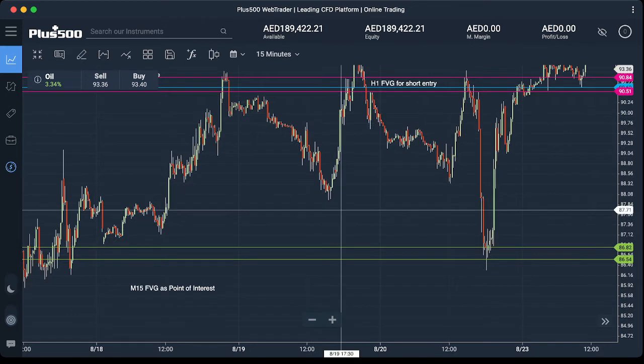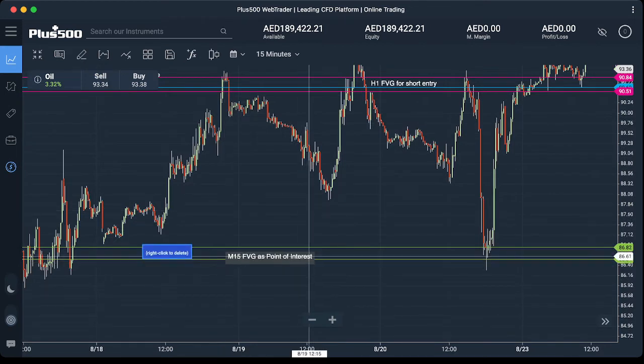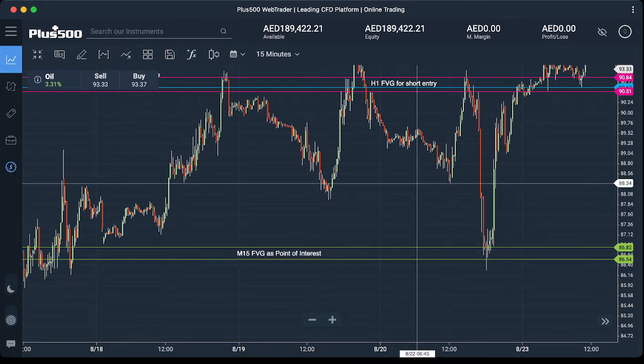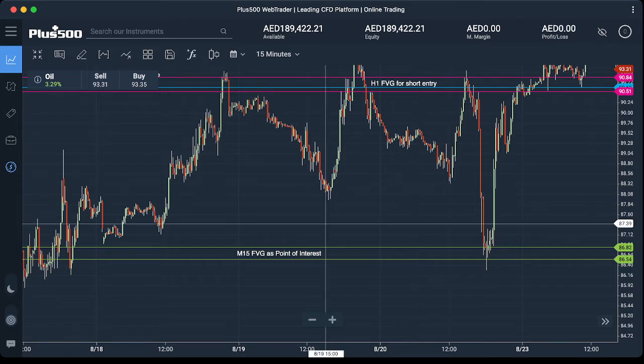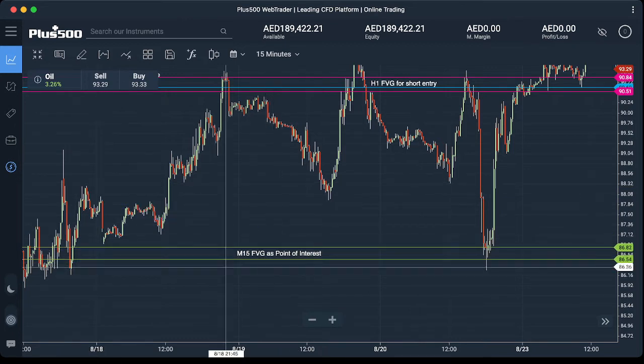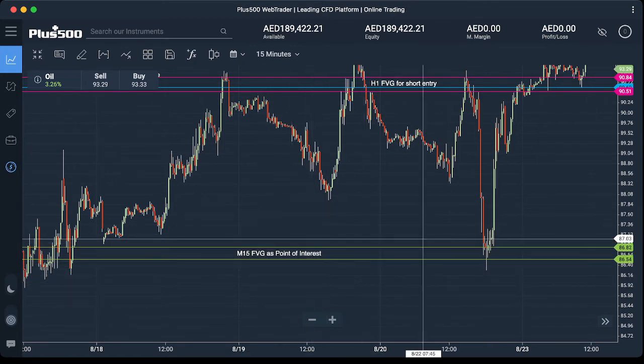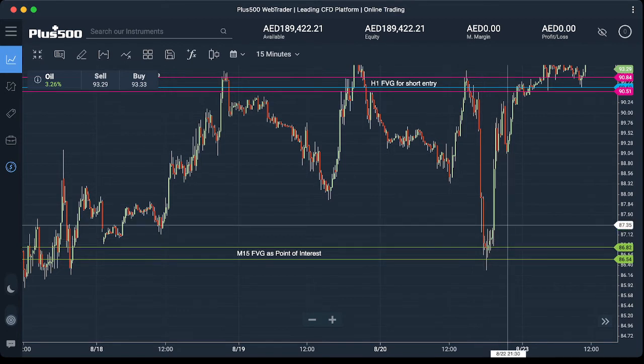This green area is the point of interest. And what I mean by point of interest in our strategy and in the concepts we are focusing on is that it can actually be different areas. Here, this fair value gap in the 15-minute chart is a point of interest. It means there is a chance for reversal. Other kinds of point of interest can be the liquidity or even the order block retest.